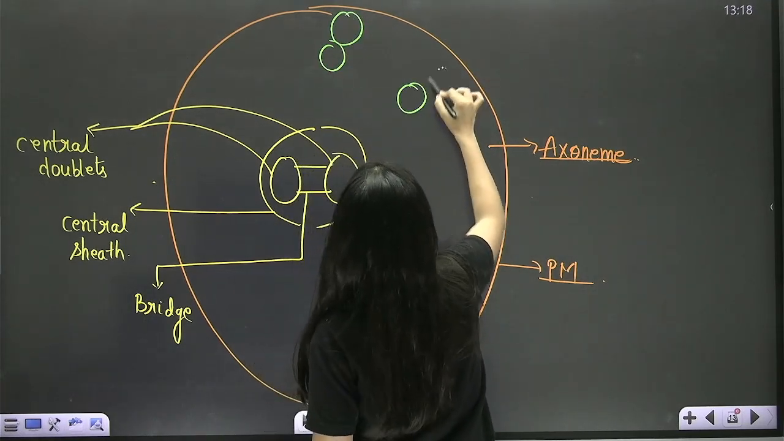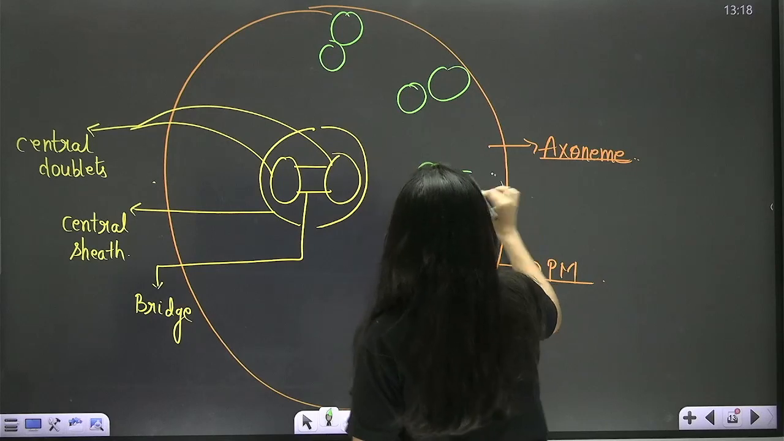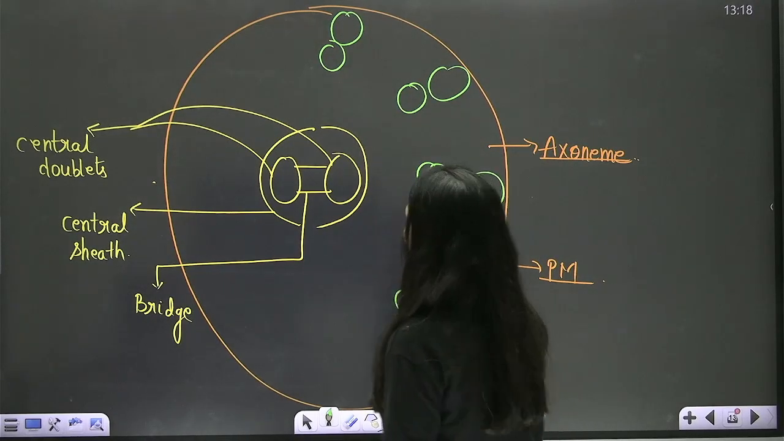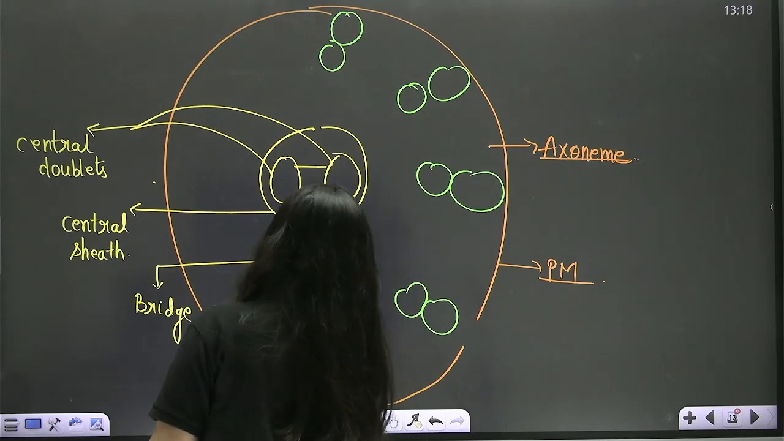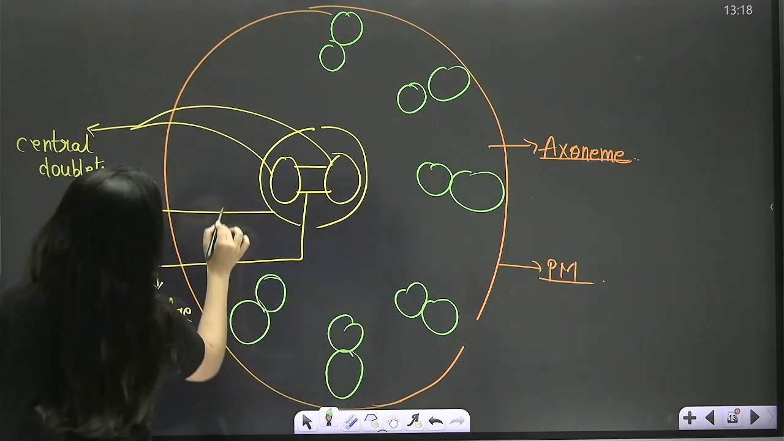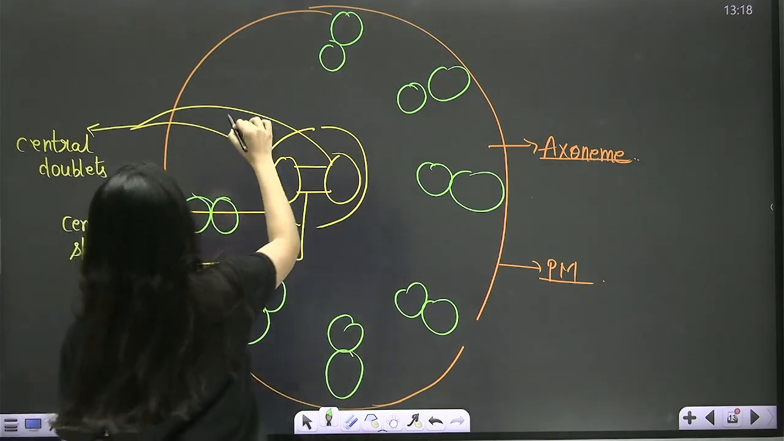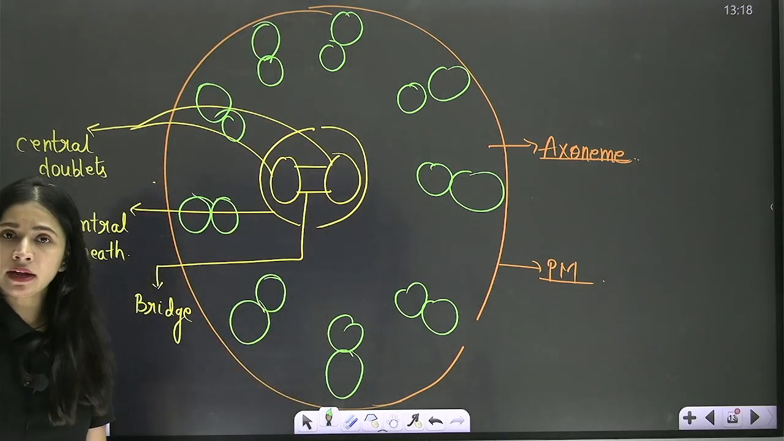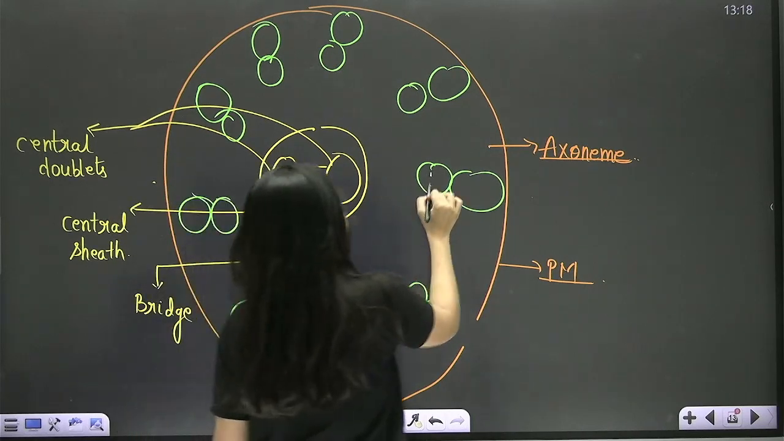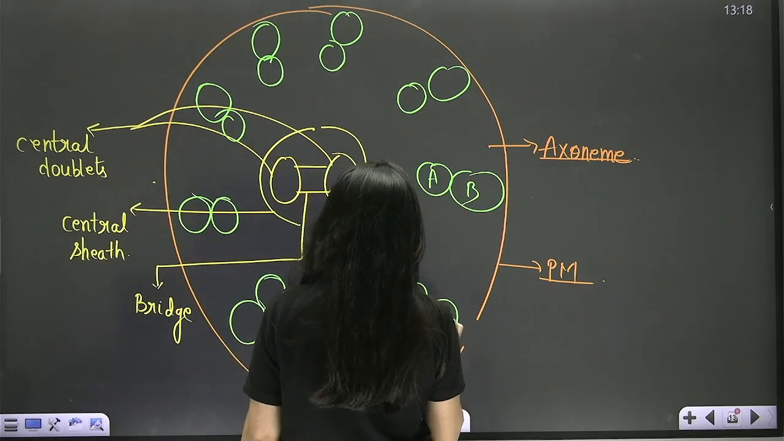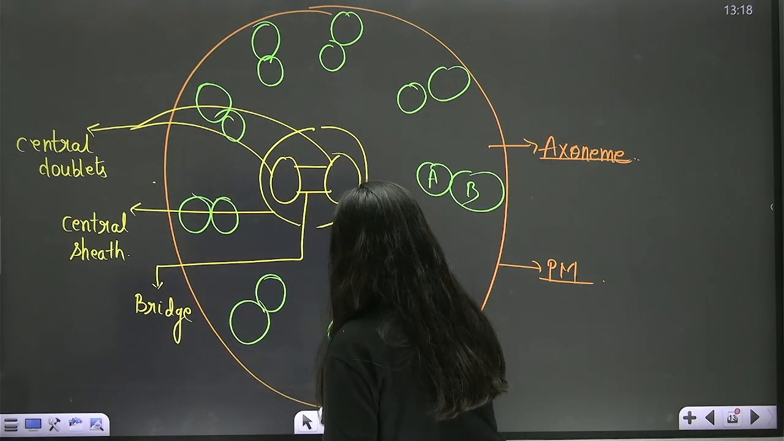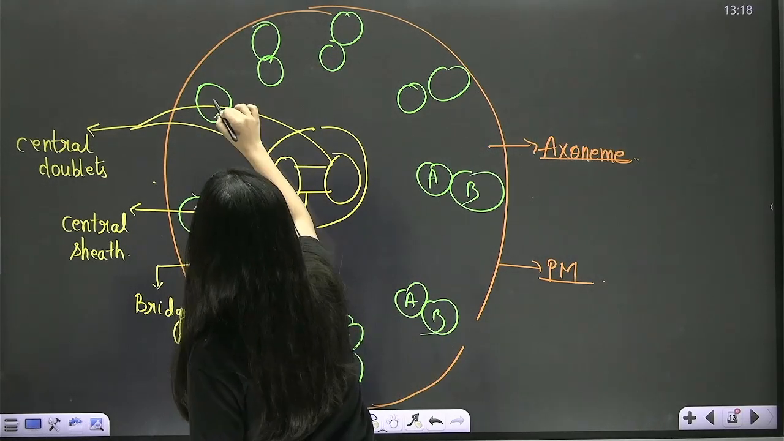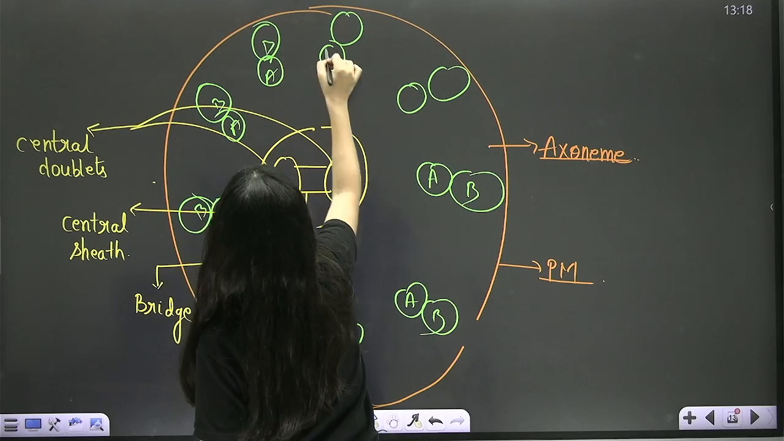1, 2, 3, 4, 5, 6, 7, 8, 9. Okay? How will you label them? A, B. A, B. A, B. So like this, you are actually going to label them.